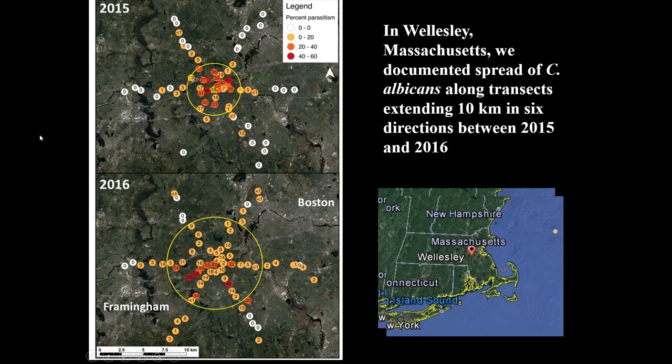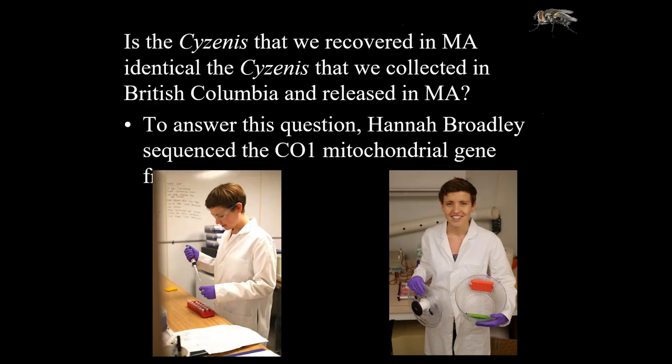So you can see between 2015 and 2016, there was significant spread of the fly all across the western suburbs of Boston from this release point in Wellesley. And the numbers in the circle indicate percent parasitism. So we had very high parasitism here and just much lower parasitism elsewhere, but the fly is rapidly spreading over this time period all over the western suburbs of Boston and doing so elsewhere as well.